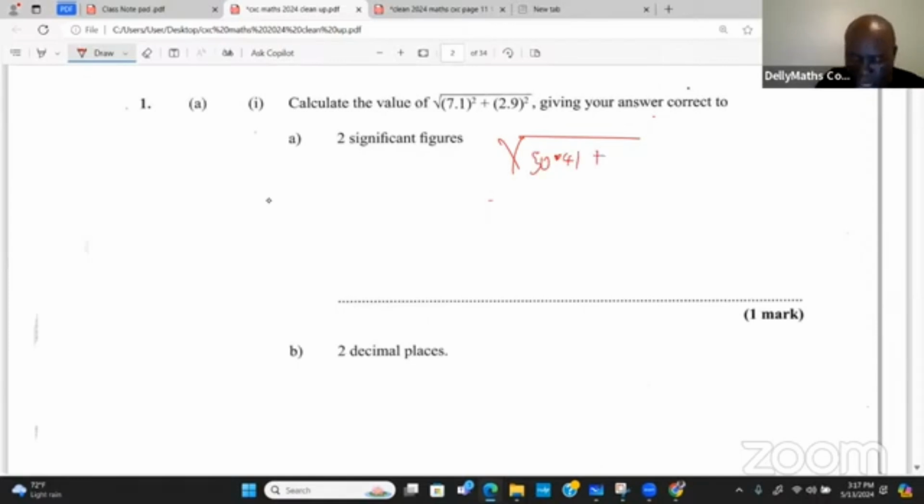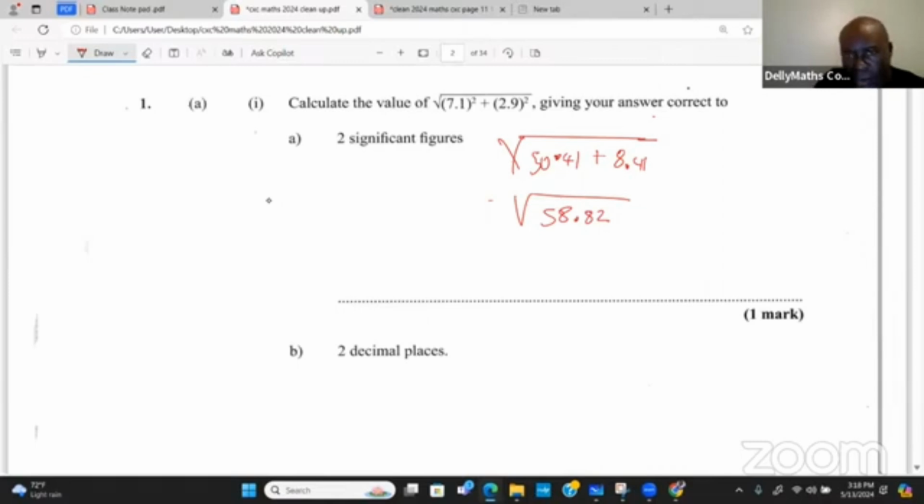50.41. And I'm going to add that to 2.9 squared. That's about 8.4, 8.41. Let's add these together. We're getting 8.41 plus 50.41. That's 58.82. And then we take the square root of this. So the square root of that.